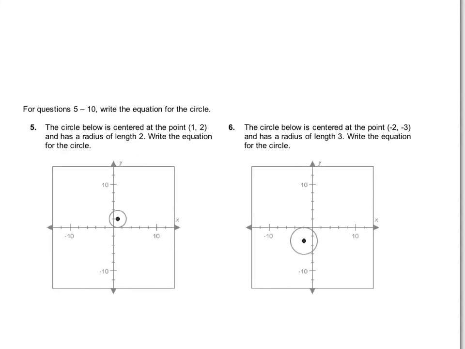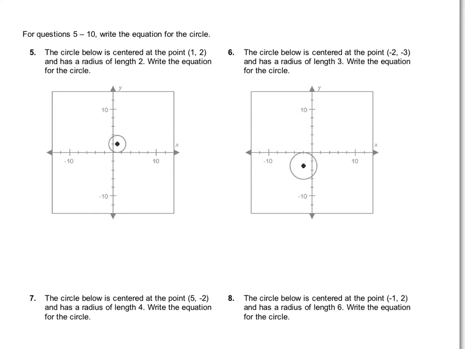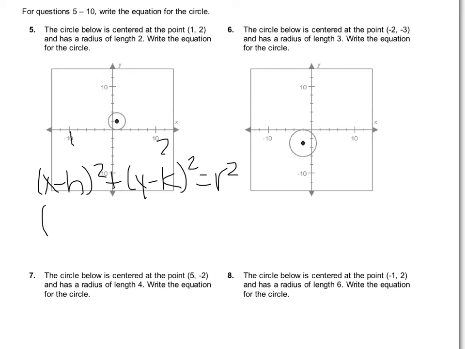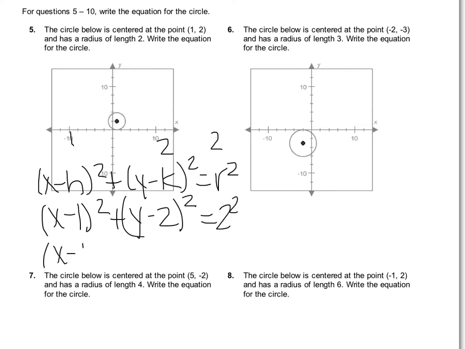Number 5 says the circle below is centered at the point 1, 2 and has a radius length of 2. Write the equation. So this circle formula is x minus h squared plus y minus k squared equals r squared. Well, my center is at 1, 2, and my radius is 2. So it's going to be x minus 1 squared plus y minus 2 squared equals 2 squared, which I could also write as x minus 1 squared plus y minus 2 squared equals 4.